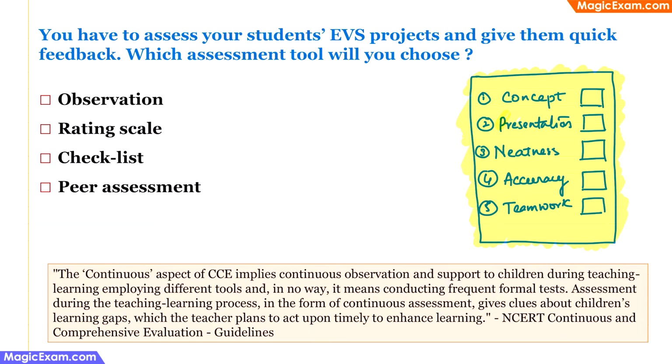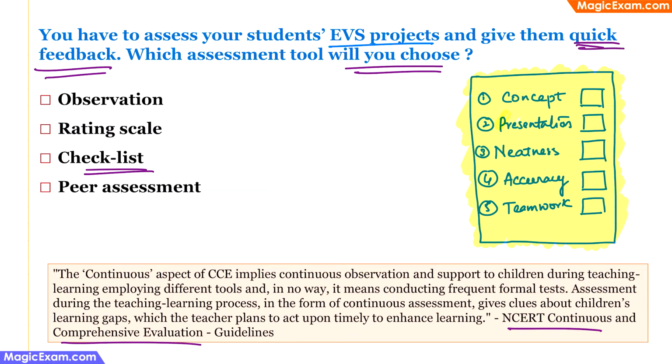You have to assess your students' EVS projects and give them quick feedback. Which assessment tool will you choose? Now, when you read the NCERT continuous and comprehensive evaluation guidelines and also study the various tools that are used in assessment and evaluation of EVS, you'll see that checklist is the tool that is recommended when it comes to quick feedback. So basically what you're doing is you are assessing the students' projects and you are giving them verbal feedback. That is the quickest manner in which you can give feedback to the students.